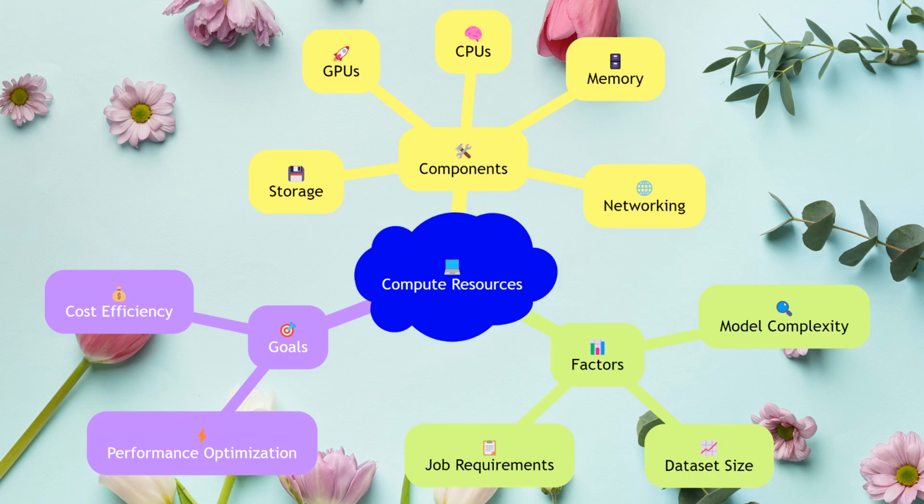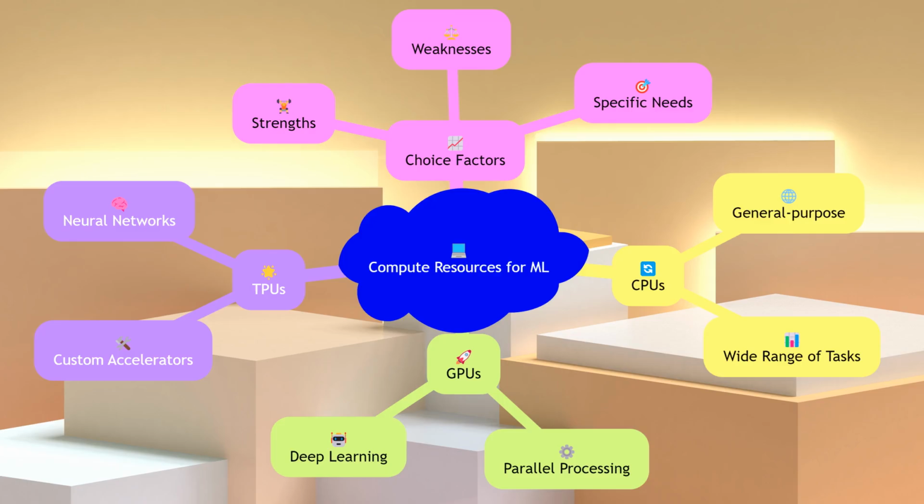Compute resources refer to the hardware and software infrastructure required to run machine learning jobs. These resources include CPUs, GPUs, memory, storage, and networking capabilities. The choice of compute resources depends on the complexity of the model, the size of the dataset, and the specific requirements of the job. Understanding the different types of compute resources and their capabilities is essential for optimizing performance and cost.